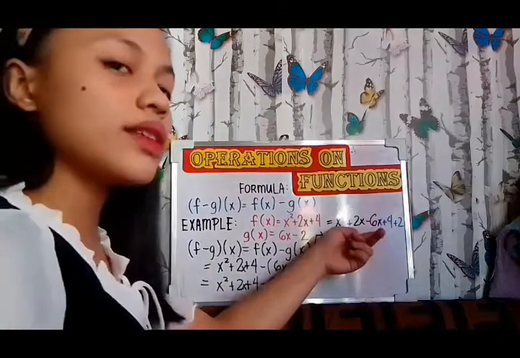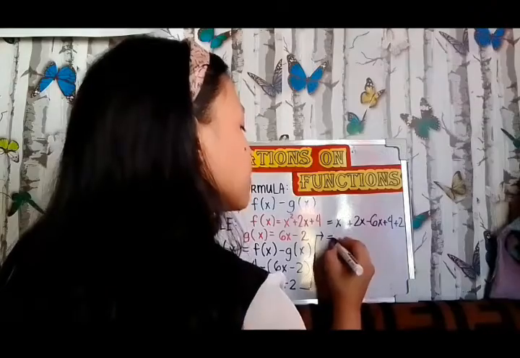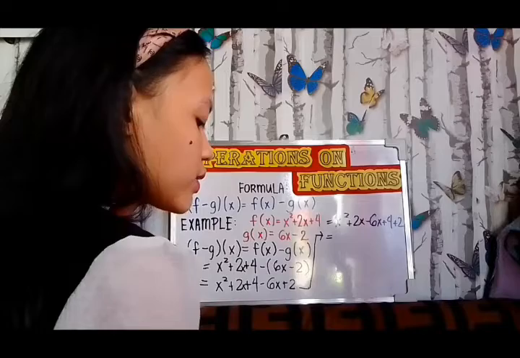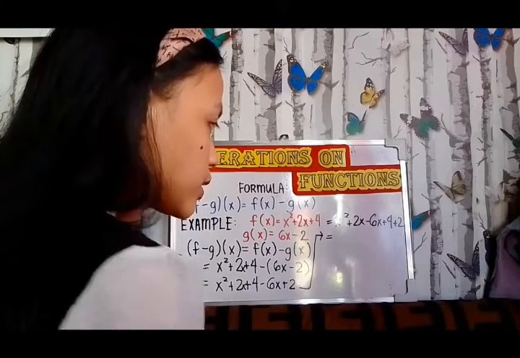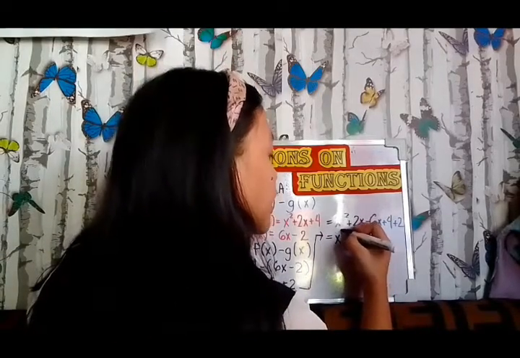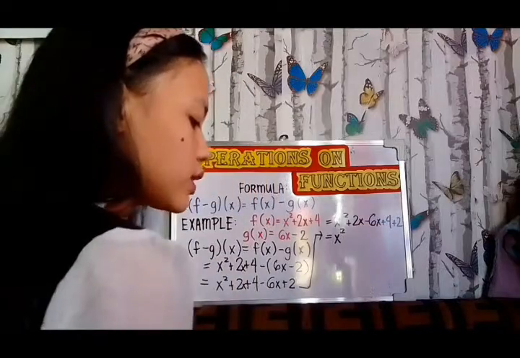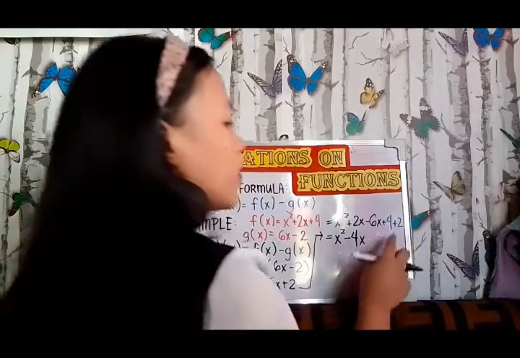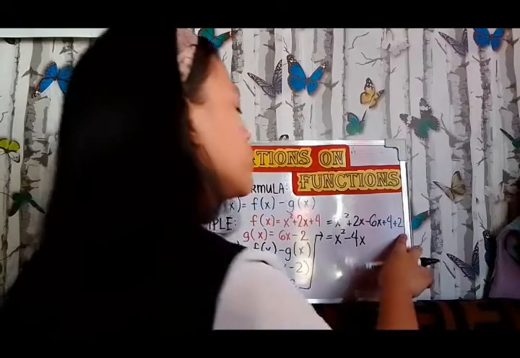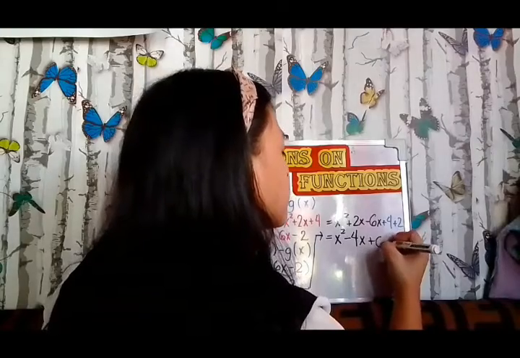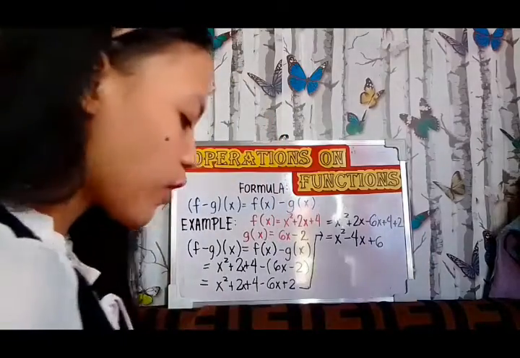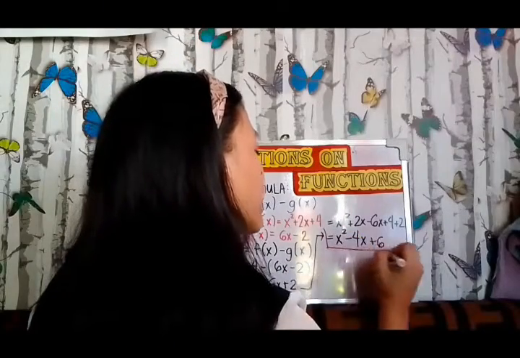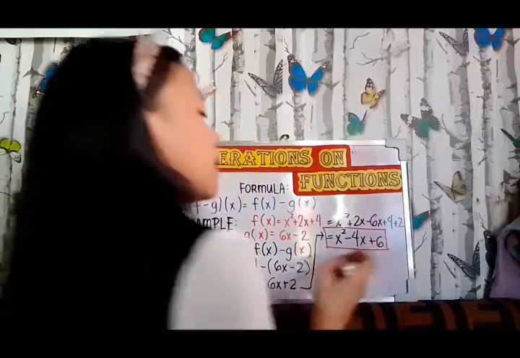Now that we have done that, we simplify by combining the like terms. x squared shall be retained, and 2x minus 6x is negative 4x. Then we've got 4 and 2: 4 plus 2 is positive 6. So our final answer for this example is x squared minus 4x plus 6.